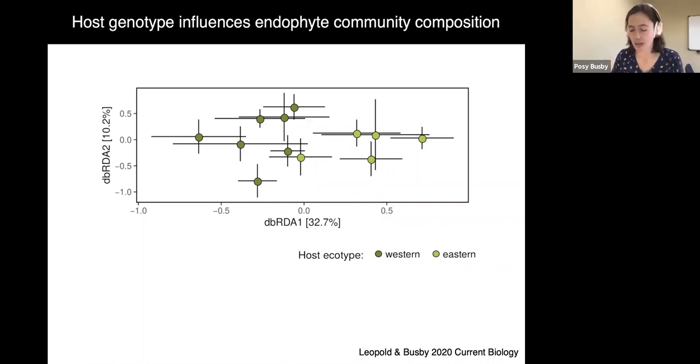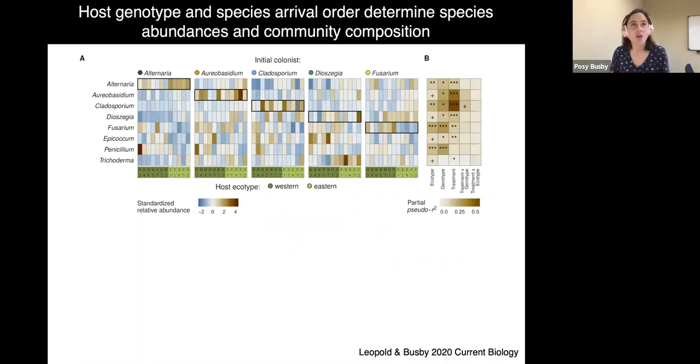Digging deeper into these communities, we can identify how host genotype and immigration history influence the abundance of individual members of the community, of the 8 members shown here. This is a heat map showing standardized relative abundance of each member of the community across the different immigration histories, which are shown along the top, and then for each of the different genotypes, which are color-coded here by their ecotype. So first, overall, we found that 7 of the 8 members of the community were sensitive to host genotype, again confirming this relationship between plant genotype and endophyte abundance.